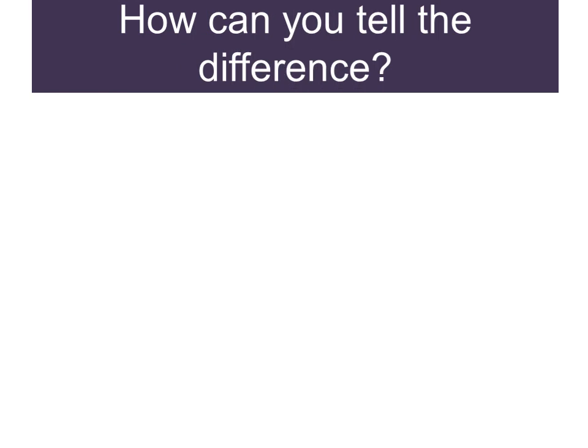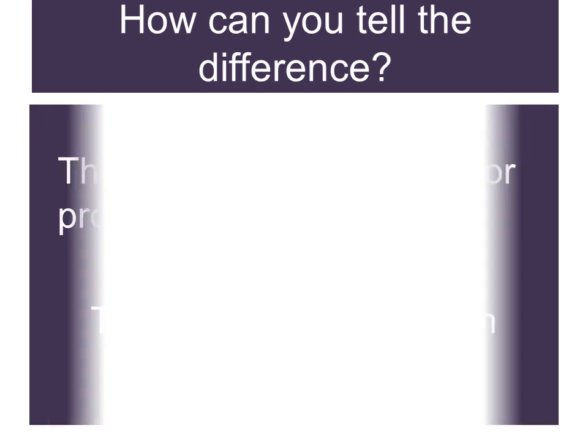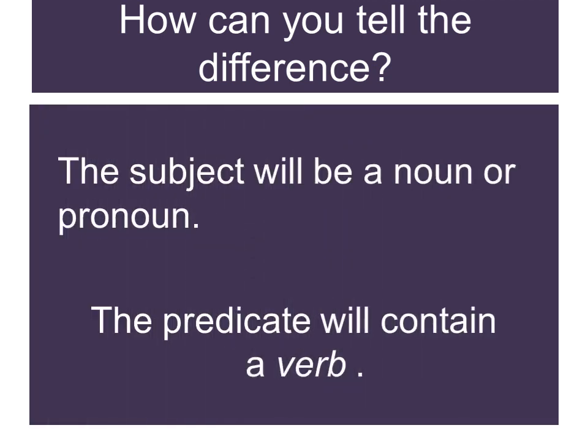Now, how can you tell the difference? One easy way to remember the differentiation between the two is the subject will often be a noun or a pronoun, whereas the predicate will often contain a verb. A quick tip to determine the subject of a sentence: first isolate the verb and then ask a question by placing who or what before the verb. The answer is the subject.